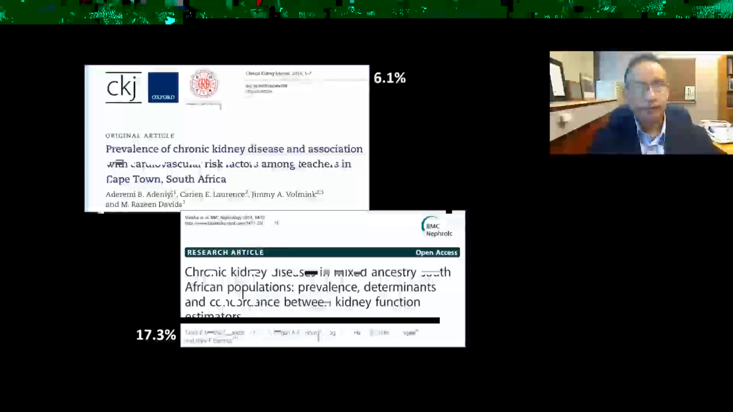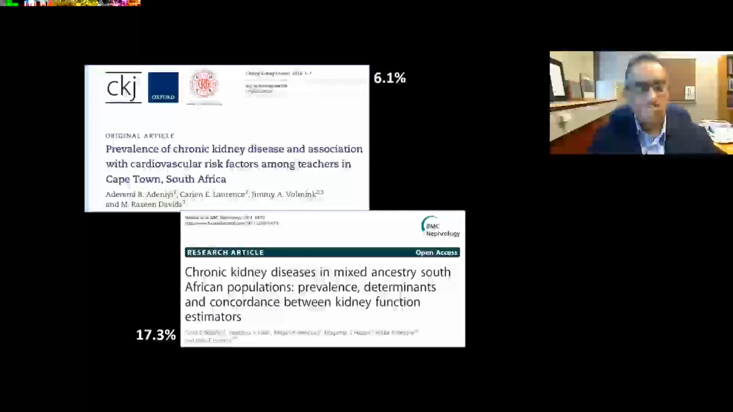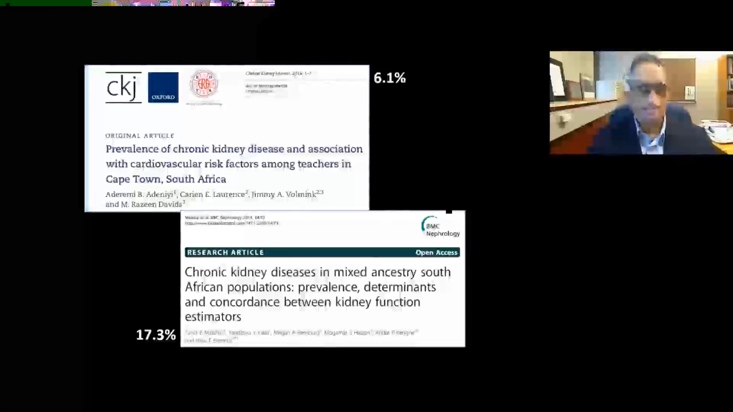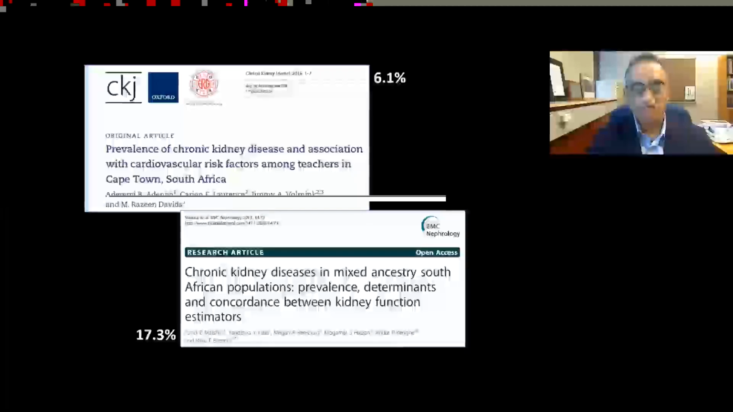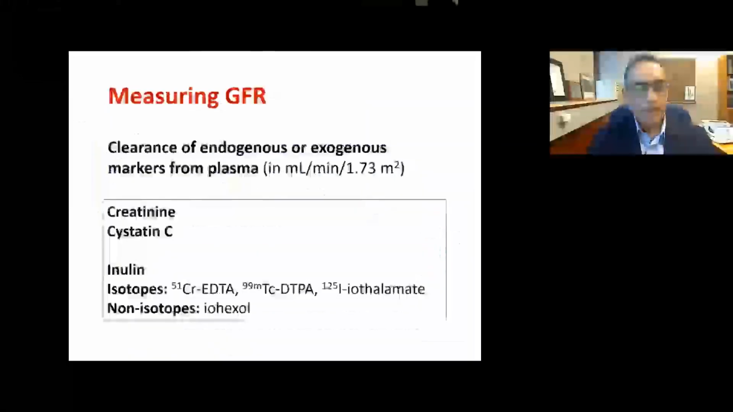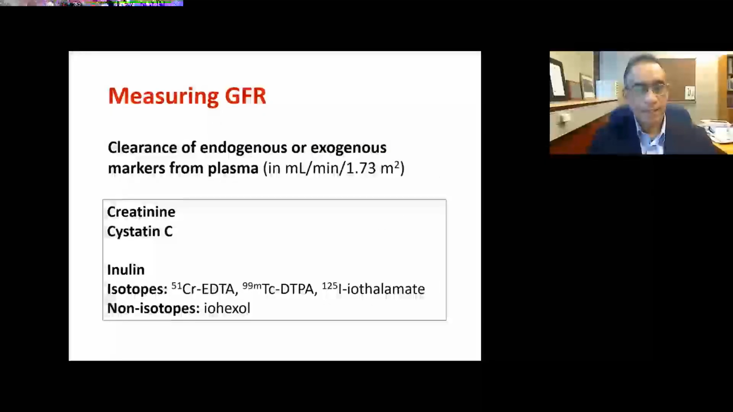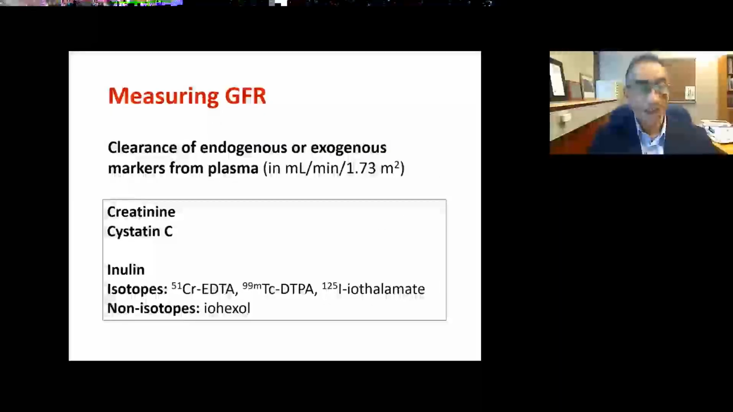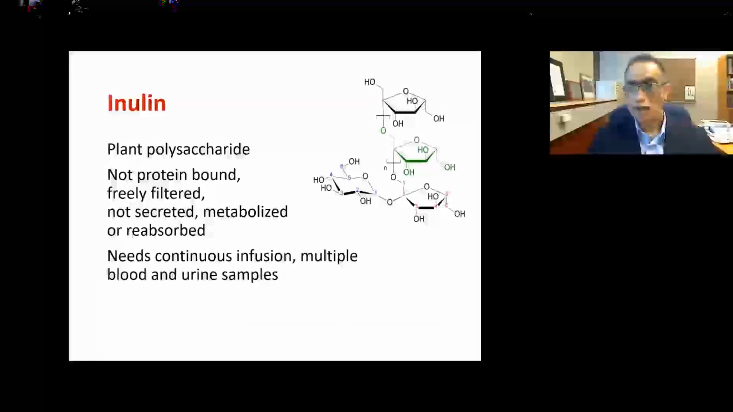possible. Now, GFR can be directly measured using the clearance of endogenous or exogenous markers from plasma. And we normally report it as milliliters per minute per 1.73 meters squared to correct for body size. The endogenous markers we commonly use are creatinine and sometimes cystatin C. The exogenous markers are inulin, the gold standard, and then a variety of isotopes and also non-isotopic markers. Inulin is the gold standard.